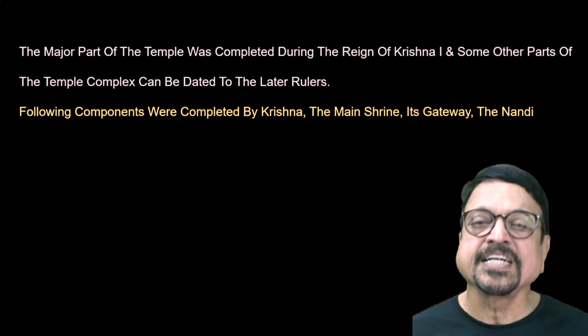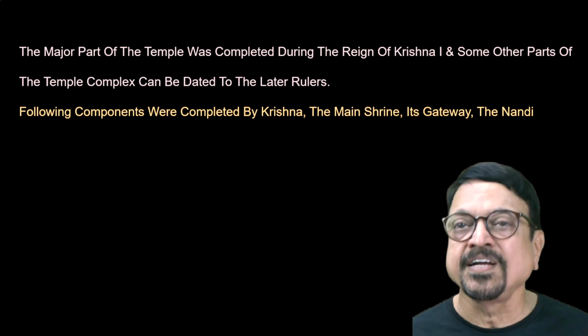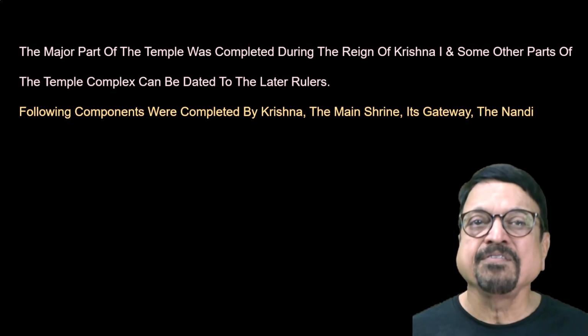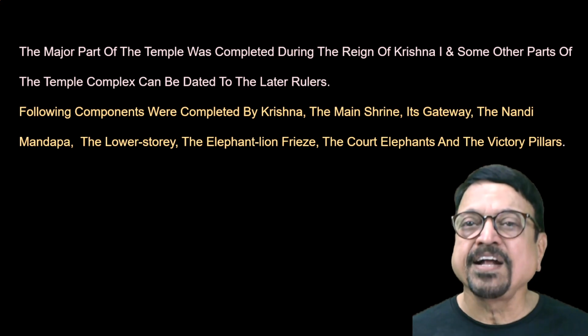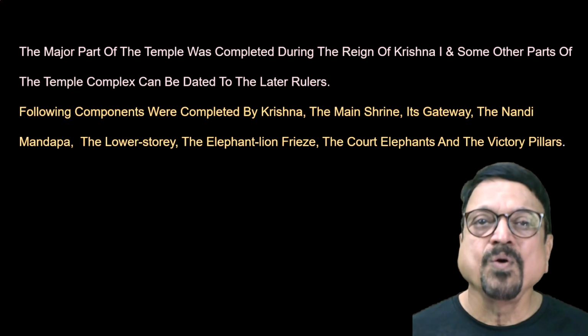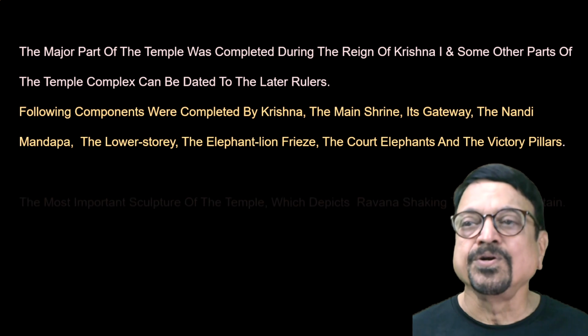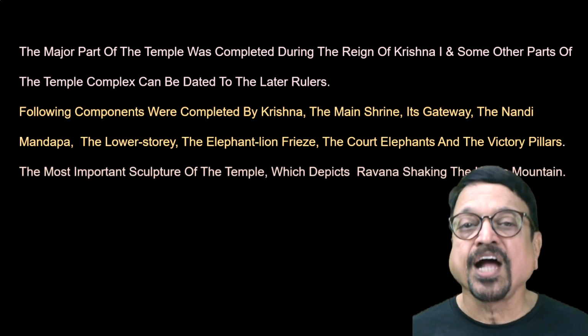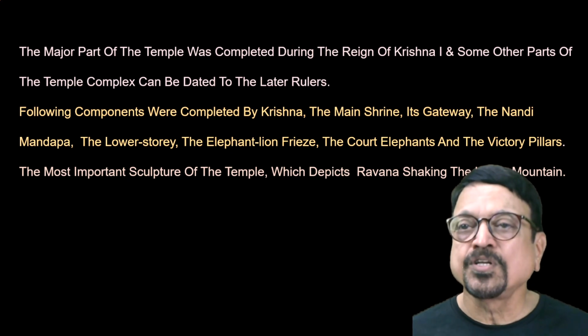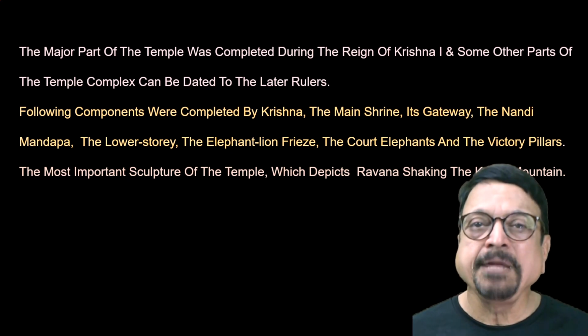It's a joint venture. It was going on for almost 200 years. The main shrine, the gateway and the Nandi Mandapa, the lower story and the elephant friezes, the court elephants and the victory pillars are the important features which were added later. The most important sculpture of the temple depicts Ravana shaking the Kailash mountain.